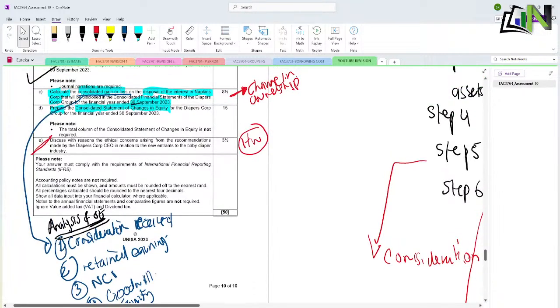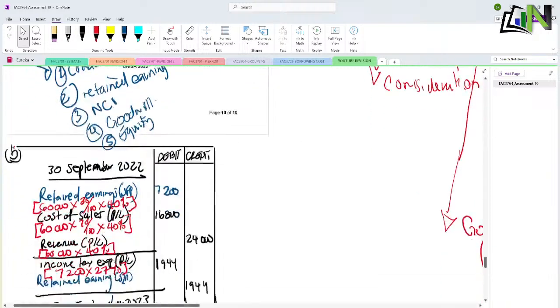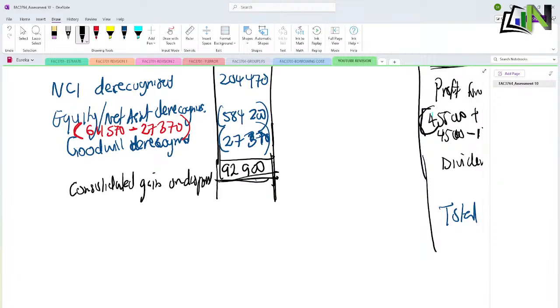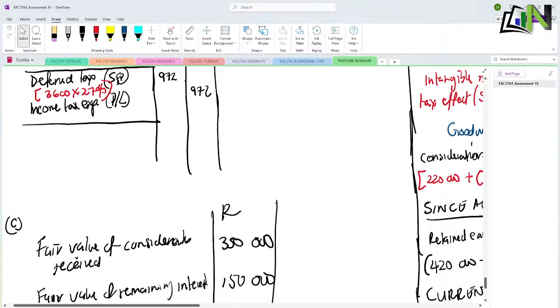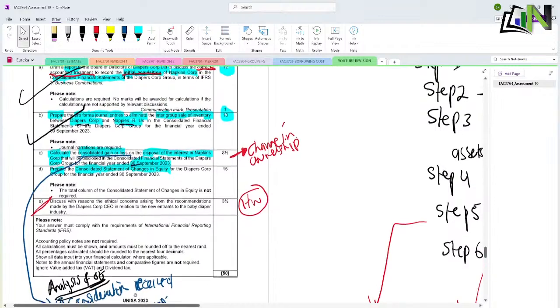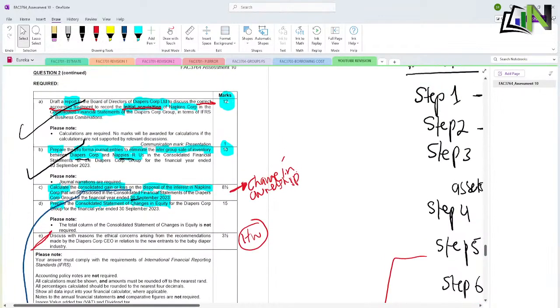All right, so this is my gain, consolidated gain on disposal of interest. And then voila, you would have been done. But now it looks like you did a lot of work for 8.5 marks. I know sometimes it looks like that, but remember this same analysis is still going to be used in the statement of changes in equity. Still going to use it on that side, so it's not a waste. You have not wasted time. Not at all.